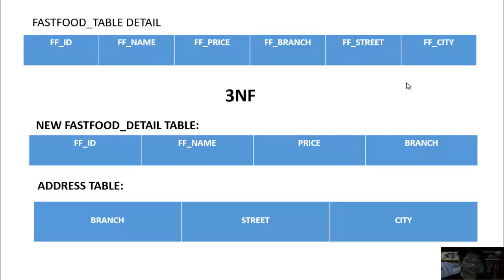Here we have the primary key of our fast food table. In here we have our new result about our fast food table detail. Our primary key is the fast food ID, the fast food name, the price, and the branch. Our dependency is the branch, the street, and the city.